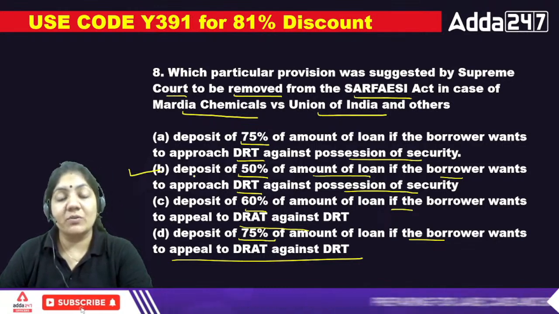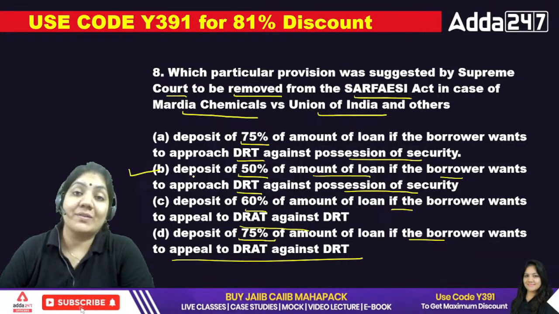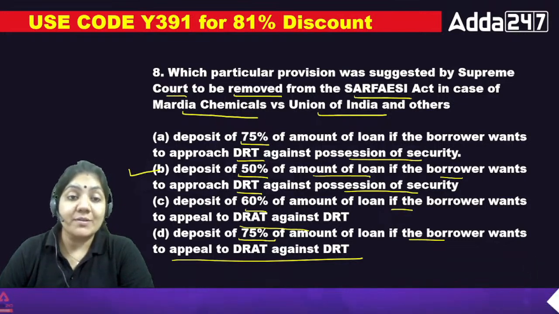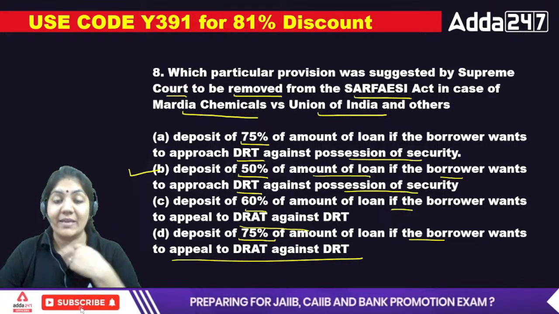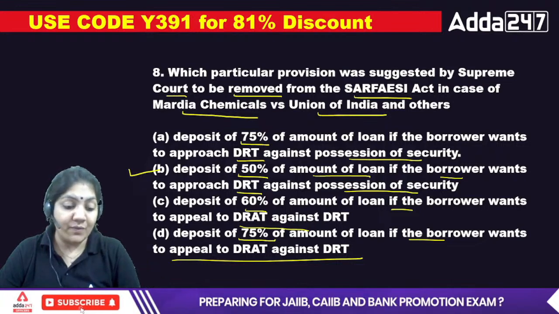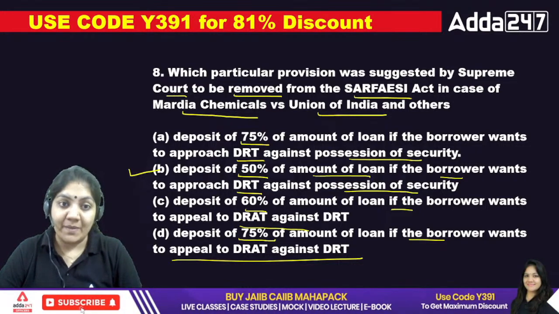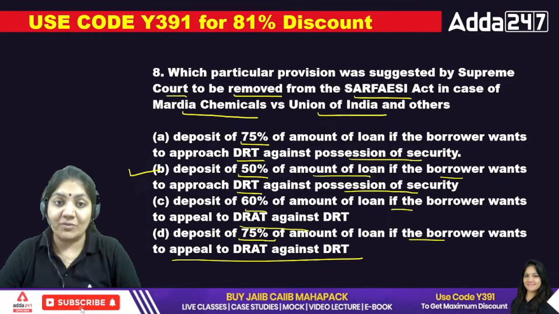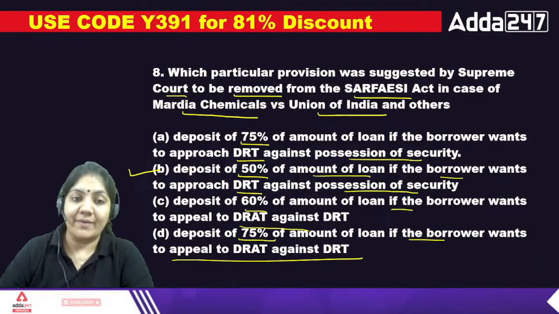Why will the borrower go to the DRT? The question is very simple, because the borrower wants his security back. For that he has to apply, because in the first case he has to pay the money, but that borrower is not able to pay the money. So that's why in that case B will be the right answer.